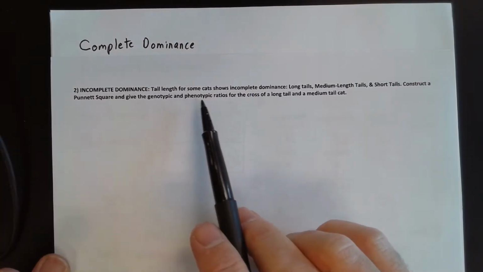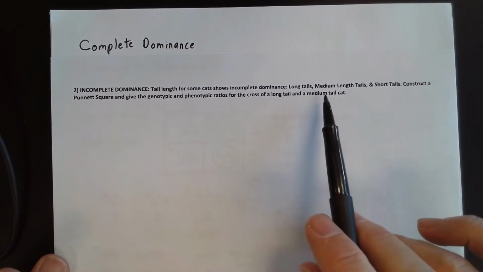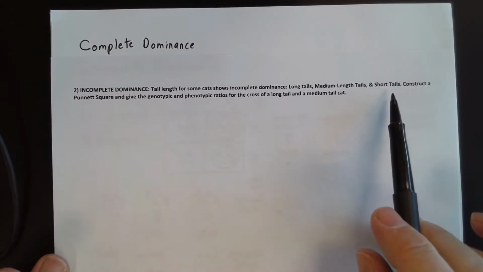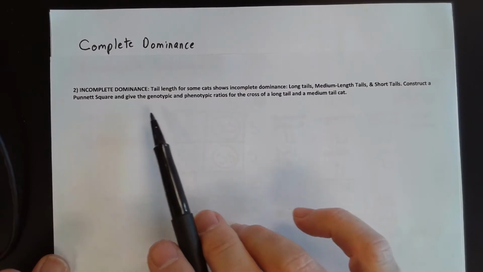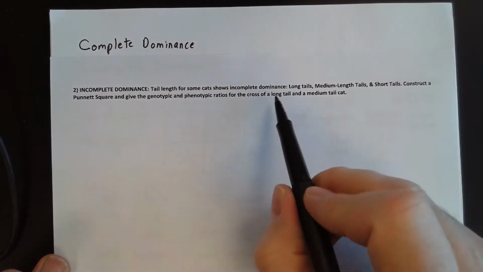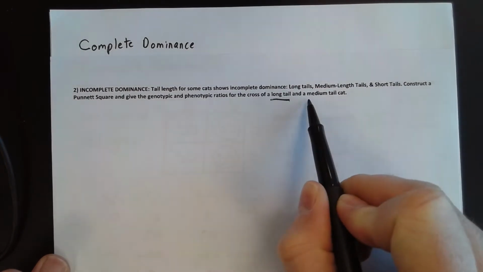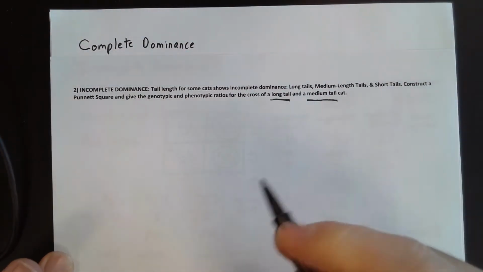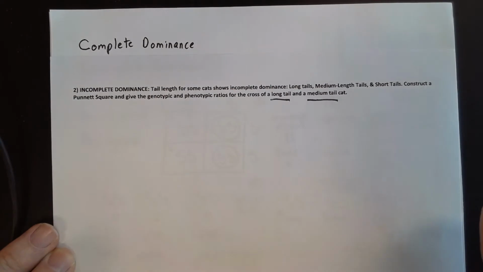Tail length for some cats shows incomplete dominance. Long tails, medium length tails, and short tails. Construct a Punnett square and give the genotypic and phenotypic ratios for a cross of, let's just underline, long tail and medium tail cats. If you haven't seen the steps video, go and find the video that shows you these steps I'm going to take, because I outline them slowly for you.